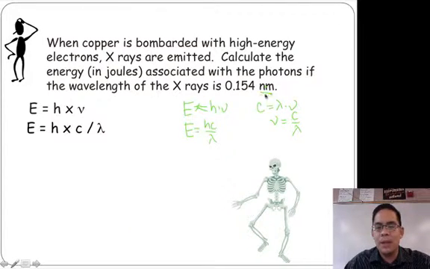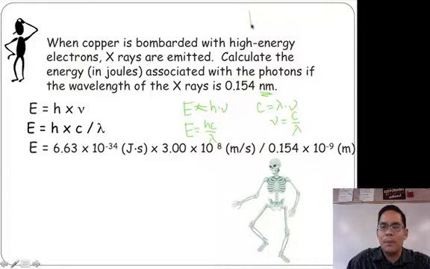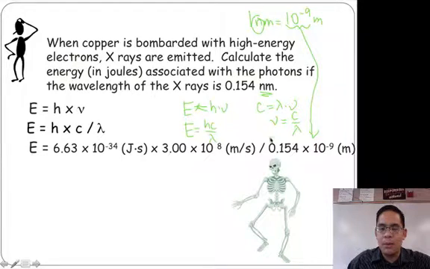Luckily, I have the wavelength. The problem is it's in nanometers, so I have to convert that. The easiest way to convert it is if you know that 1 nanometer is equal to 10 to the minus 9 meters. So instead of writing nano, I write 10 to the minus 9 into my problem. And you have to be very careful: when you divide, this has to be in parentheses.